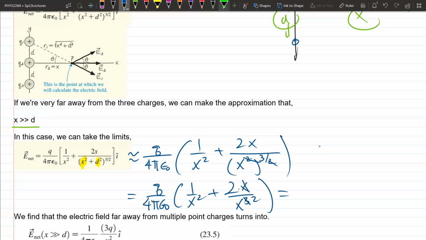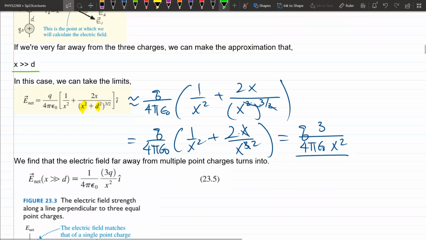That simplifies even more because you can divide them by each other. So here you have 2 over x squared, and you have 1 over x squared here. They have a common denominator, so you can add them together. So this is actually 3q divided by 4 pi epsilon naught x squared. So that's the limiting case. That's what is on equation 23.5.